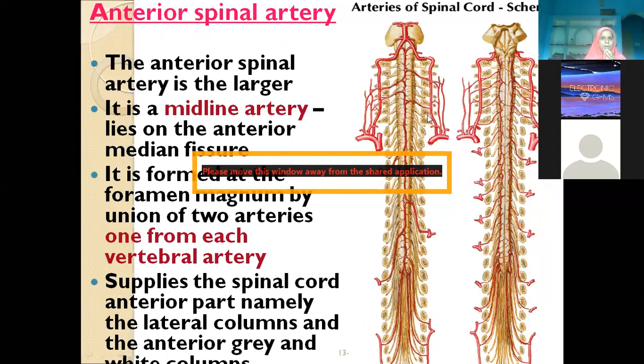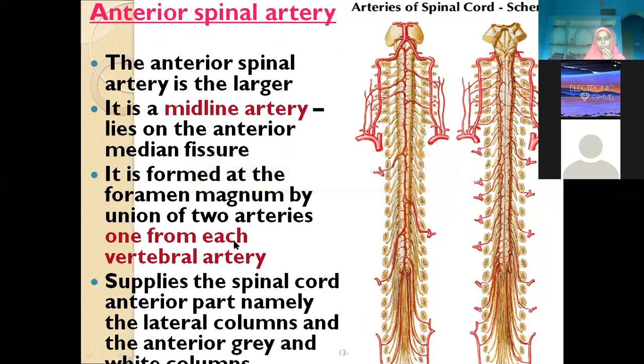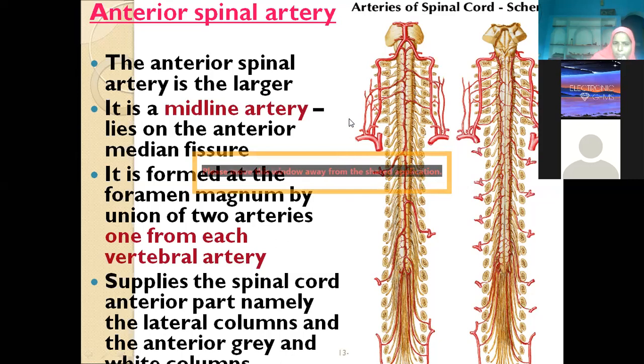So the anterior spinal artery is larger, that is the midline artery. It is formed at the foramen magnum by the union of 2 arteries, the right vertebral artery and the left vertebral artery. Both the arteries, what do they form? You remember, the basilar artery. So from there you will see that the midline artery will be coming downwards.